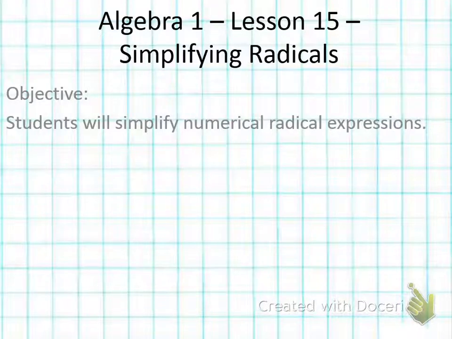Alright, this is lesson 15, simplifying radicals for algebra 1. Today our goal is we're going to simplify numerical radical expressions and some algebraic ones too. It's a little combination, okay?